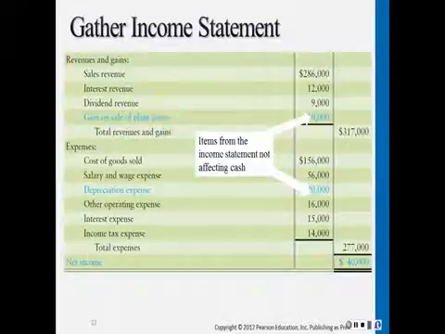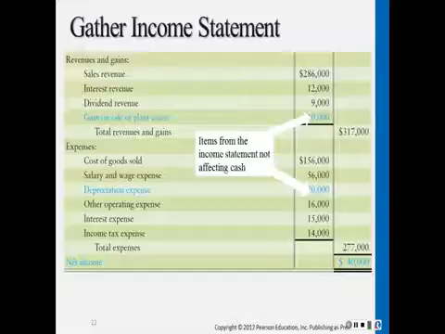Step 1. Gather the income statement and both the current year's and the prior year's balance sheets. Take the following figures from the income statement: net income, depreciation, and any gains or losses.